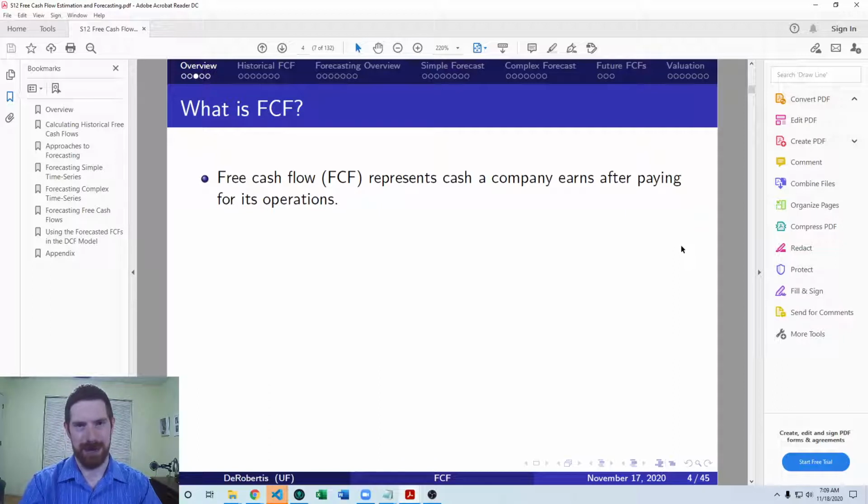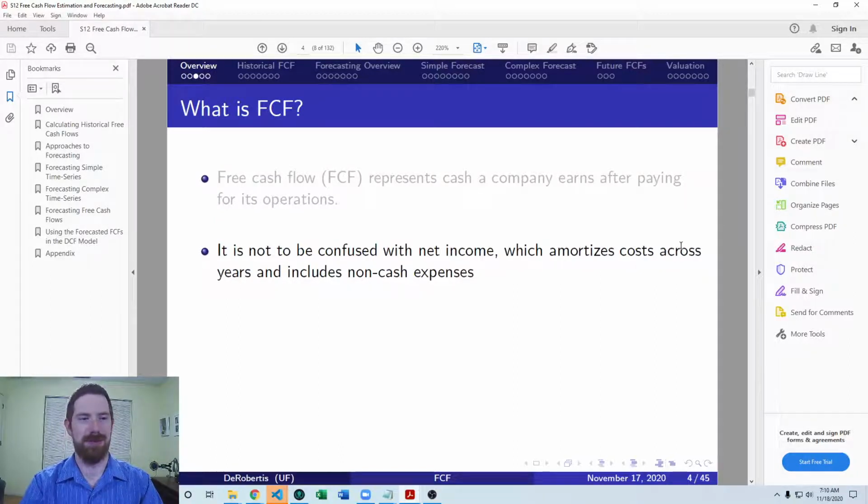But before we get there, let me just give a quick introduction on free cash flows themselves. What are free cash flows and why do we care about them? Free cash flows we can think of as the cash that the company is getting from their operations. They have some revenue come in, they have to pay for expenses, salaries, cost of goods sold, the inventory, etc. And then they end up with some amount of cash left over after paying for all those operations. That would be the free cash flows.